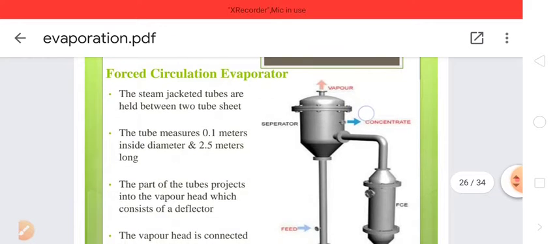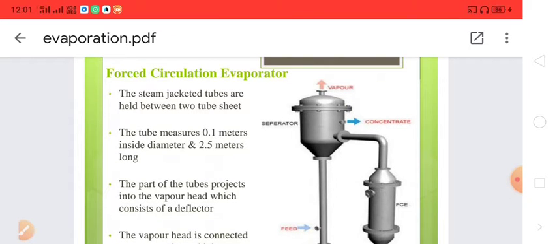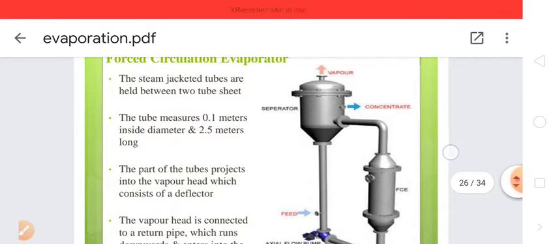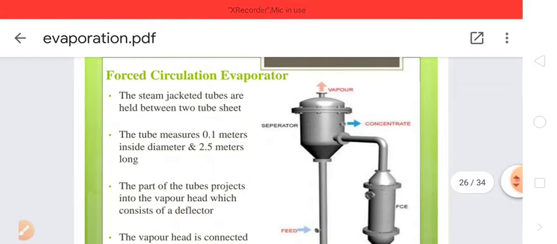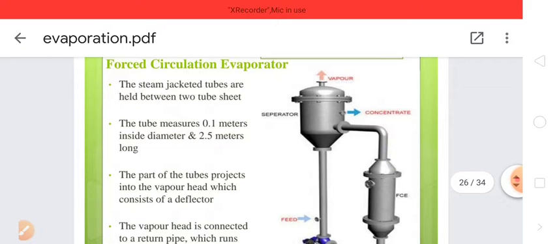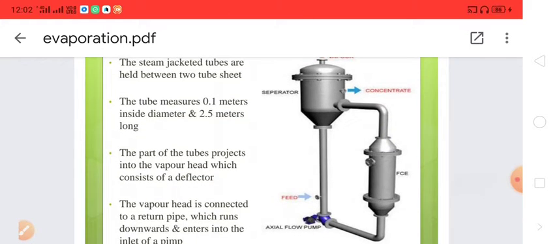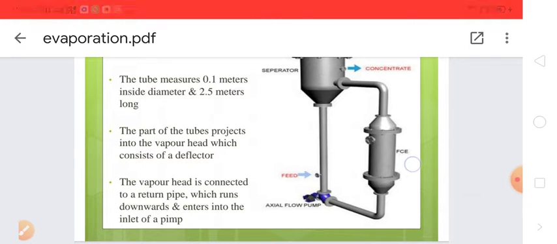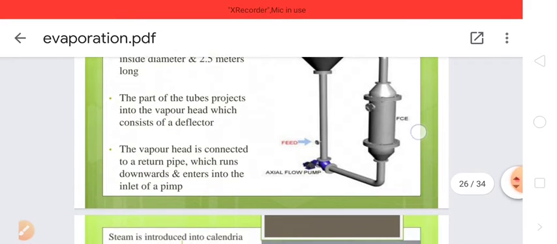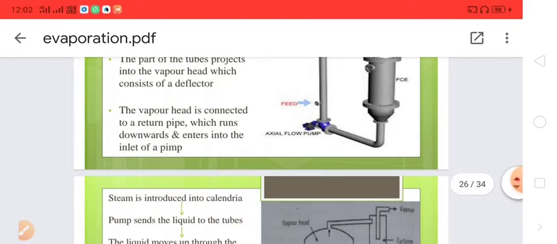Now the forced circulation evaporator is an important type of evaporator and has many uses in recent ways. The steam jacketed tubes are held between two tube sheets. The tube measures 0.1 meter inside diameter and 2.5 meter long. Part of the tube projects into the vapor head, which consists of a deflector. The vapor head is connected to a return pipe, which runs downward and enters the inlet of the pipe.